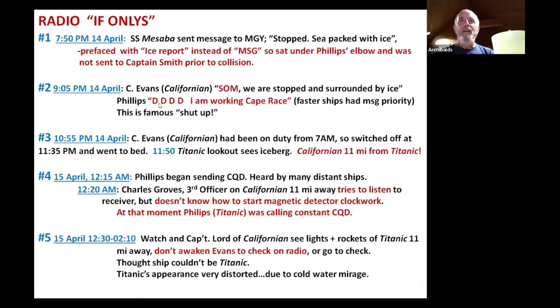He sent dot, dot, dot, dot, which meant "I'm the faster ship." And in the Marconi system, the faster ship always had priority in sending messages, because the faster ship wasn't at sea as long, and therefore didn't have as much time to send messages and make money for the Marconi company. And he said, "I am working Cape Race." In the newspapers after, this translated into Phillips saying "shut up" to Cyril Evans on the Californian. But no, this was standard operating procedure. There was no rudeness involved. But again, "stopped and surrounded by ice" never got to the captain. It went under his left elbow.